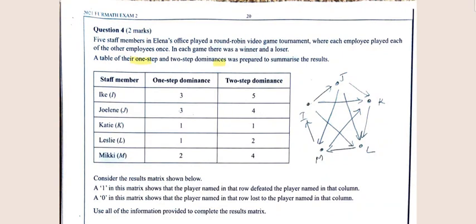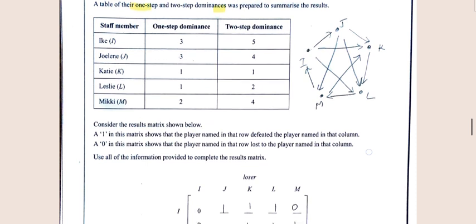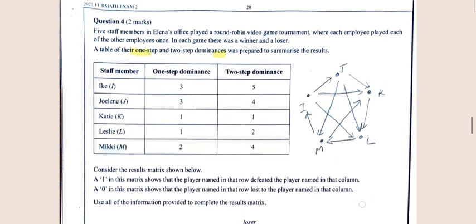This is a really interesting question from the 2021 exam, given a one-step and a two-step dominance table. And they say, consider the results matrix shown below. A 1 in the matrix shows that the player named in that row defeated that player in that column. And a 0 in this matrix shows that the player named in that row lost to the player named in that column. And they want you to use all this information to actually make a one-step dominance matrix with a winner and a loser.